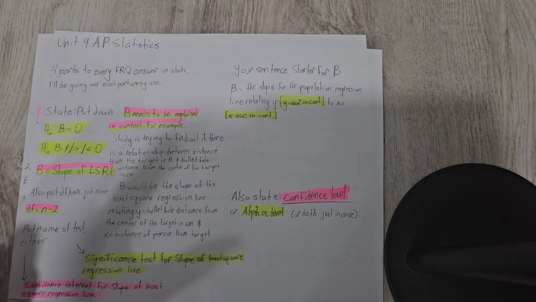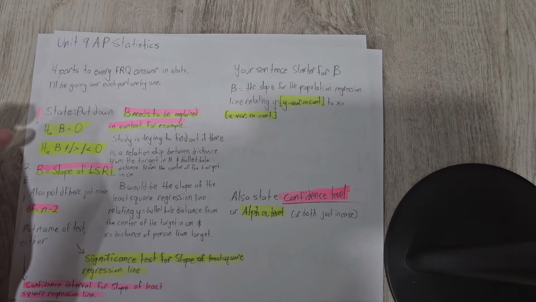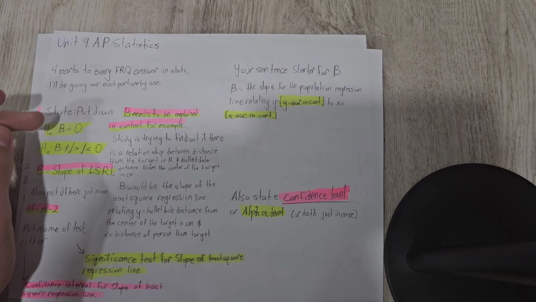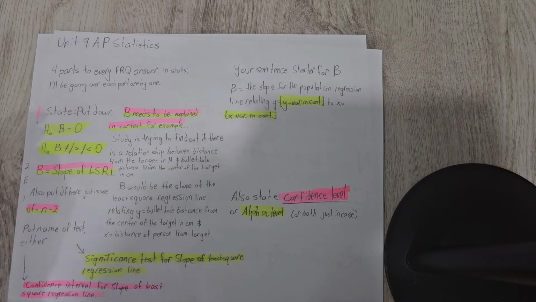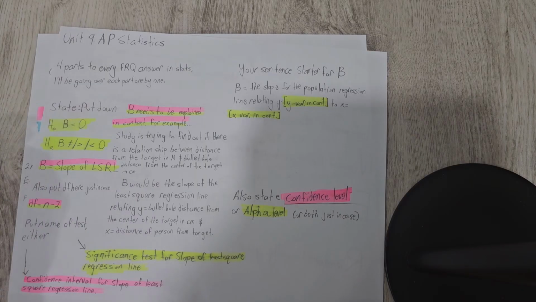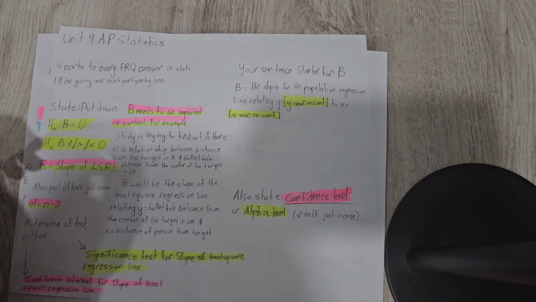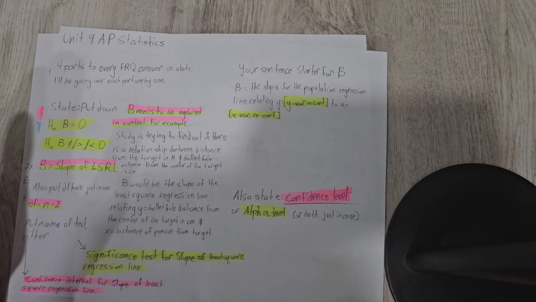So let's start with the significance test. What you want to have is your null and alternative hypothesis. You have B is equal to 0 for your null. For your alternative hypothesis, you want to have that B is not equal to, more than, or less than 0. So this is the slope of your least squared regression line, right? And you want to have it in context specifically.